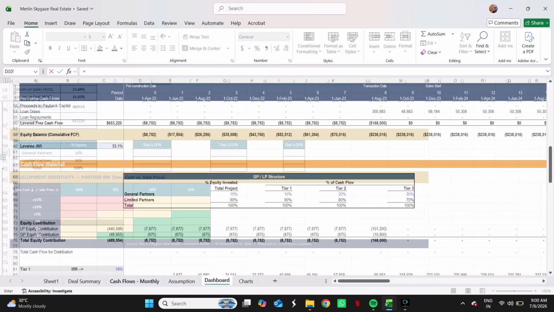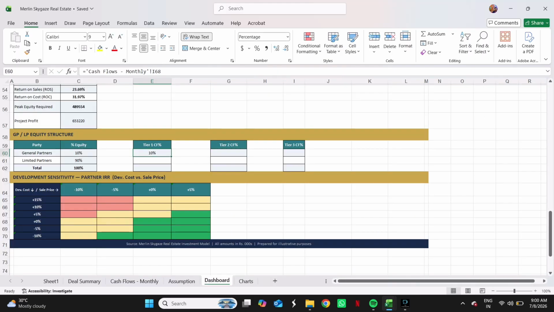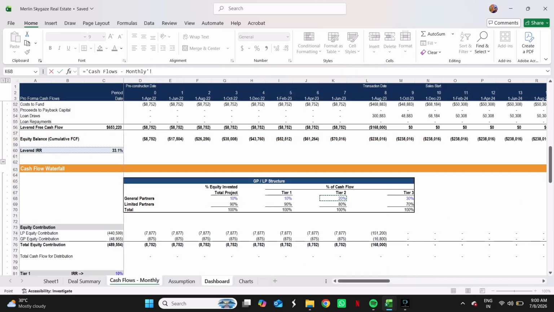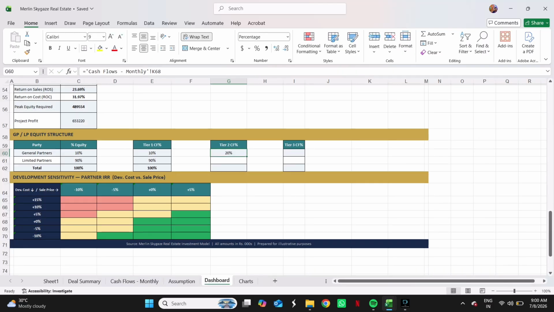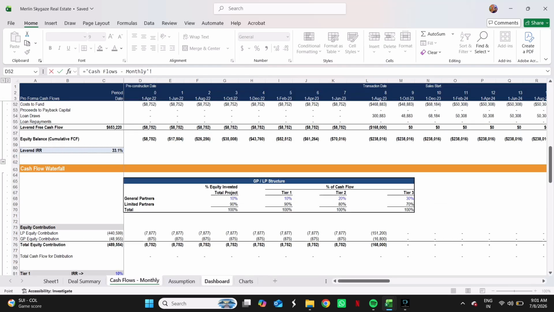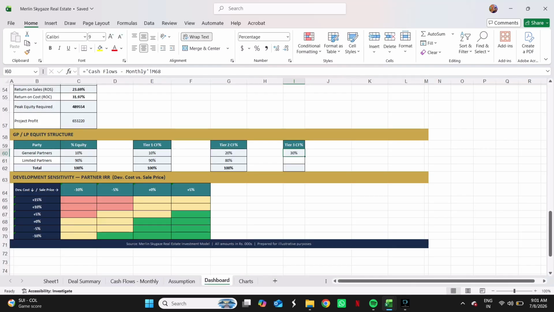Equal to 10%. And after that, in tier 2, 20%. In tier 3, LP is 30%, and GP is 30% and LP is 70%. Total 100%. Done. So this is our total equity structure.